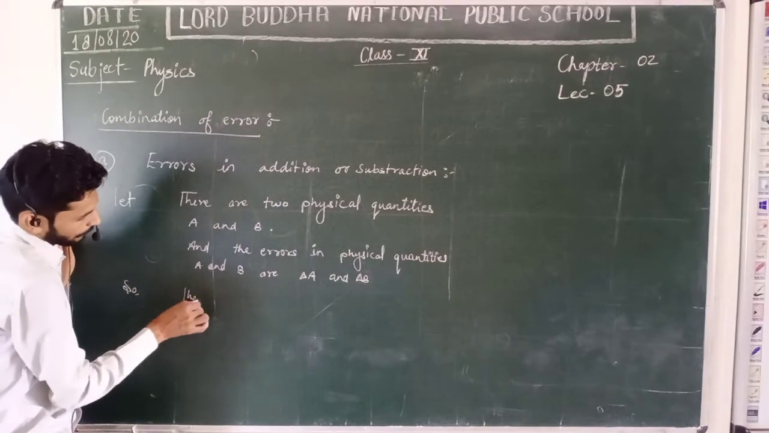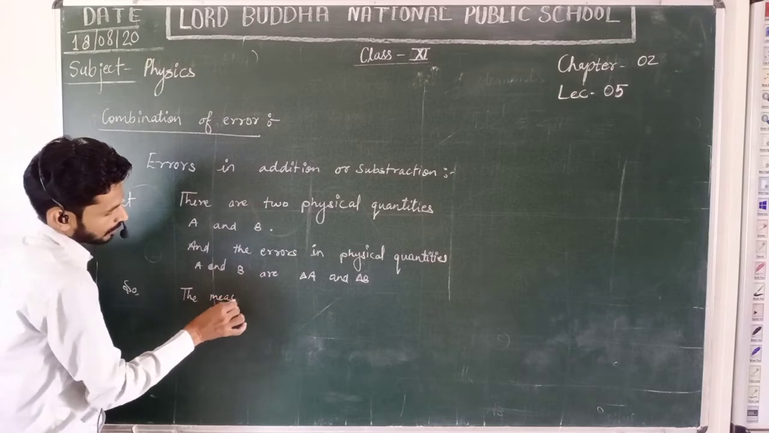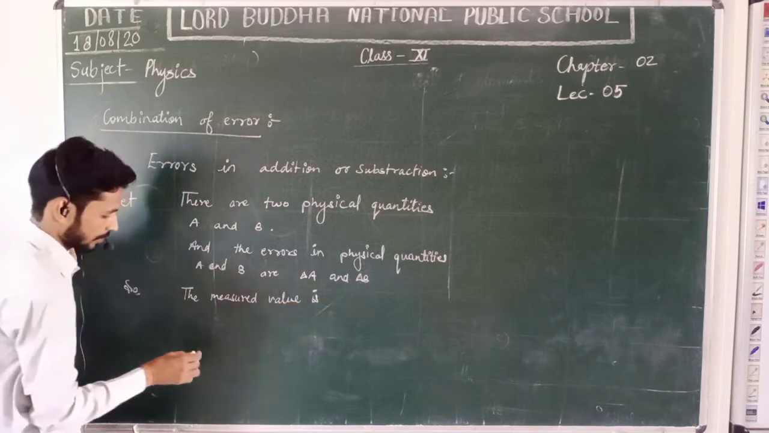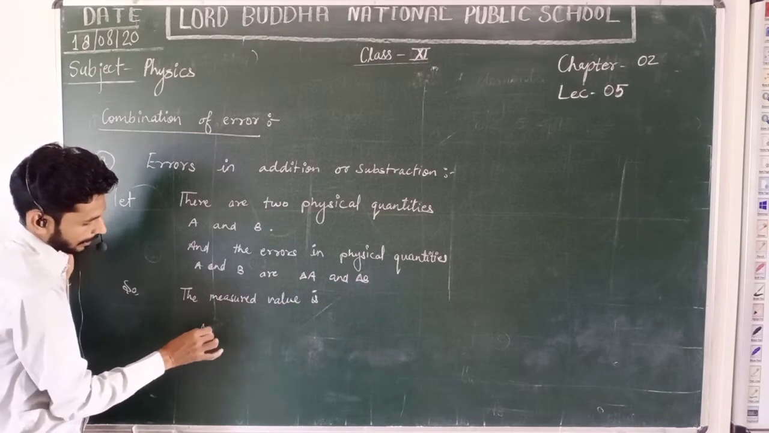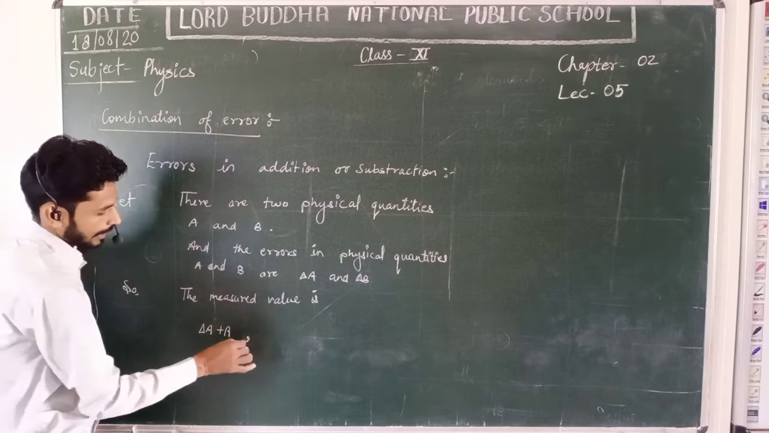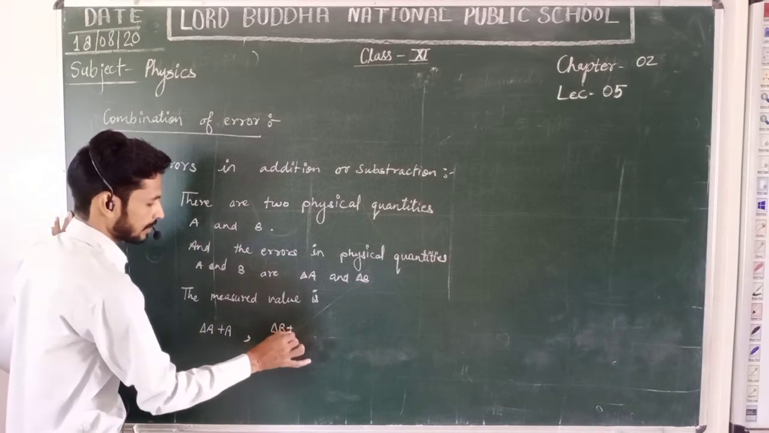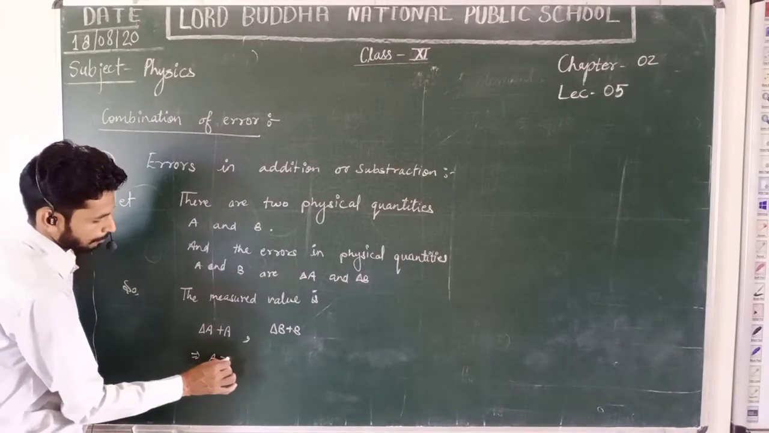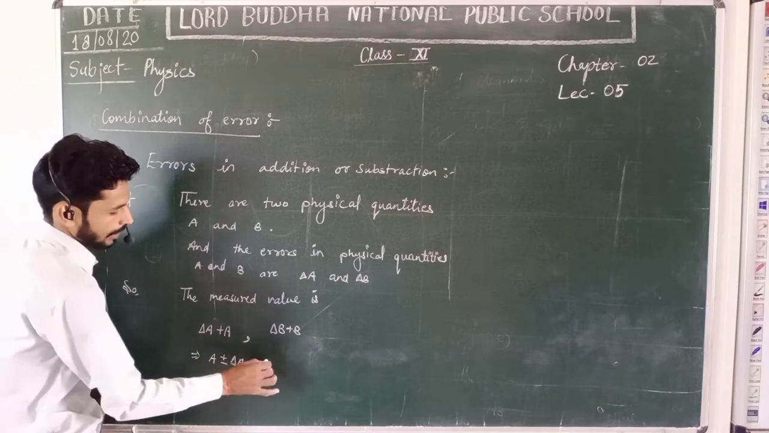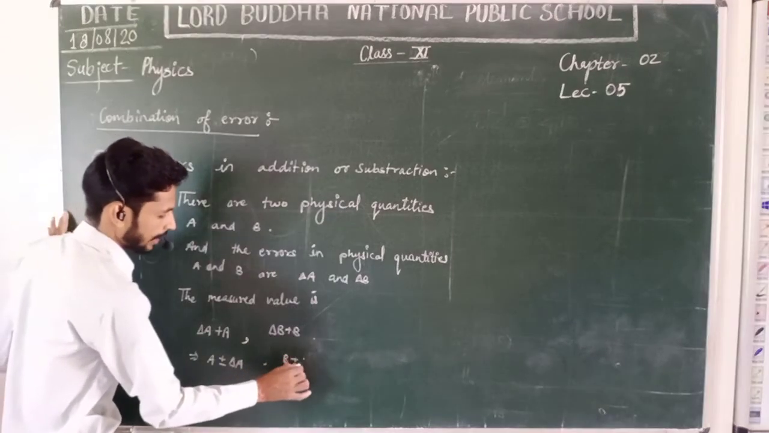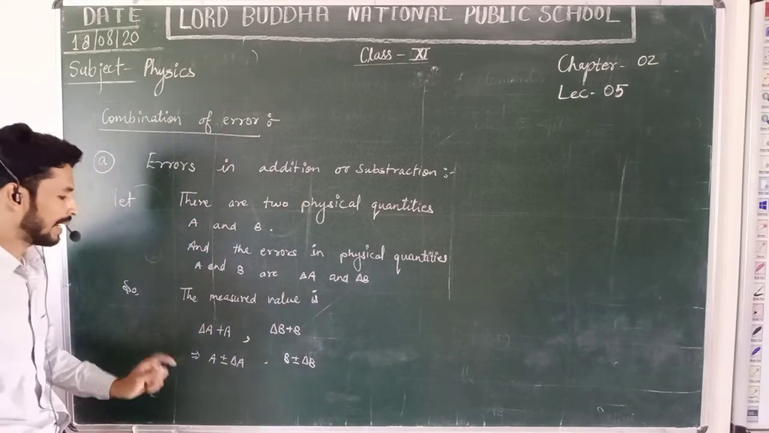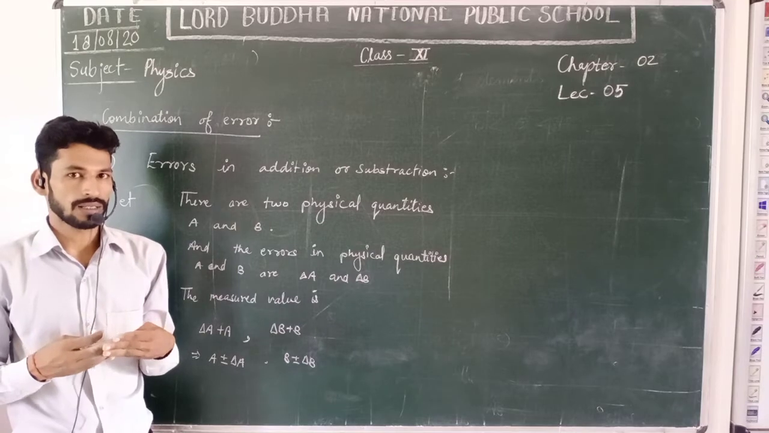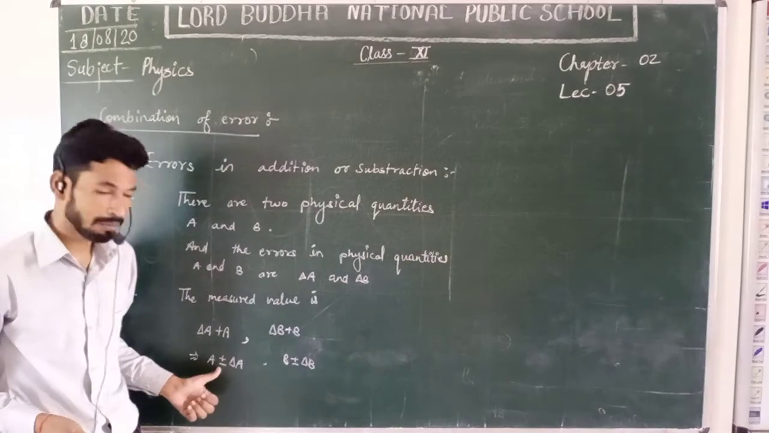So the measured value is A plus minus delta A and B plus minus delta B. Why are we writing plus minus here? Because error is always positive, but here we are writing positive and negative.